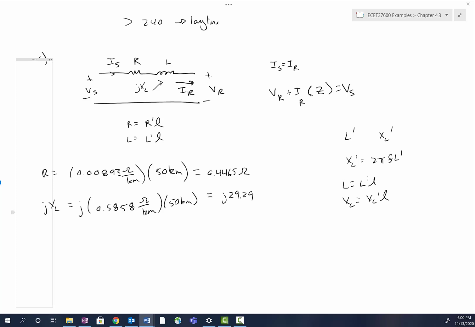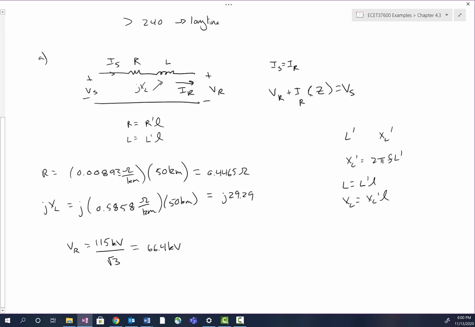So if I want to use this model that I'm showing right here, I need to know the receiving end voltage, V sub R, right here. It was specified in the problem statement that this was a 115 kV line. That's on a line-to-line basis. So I need to divide that 115 kV by root 3 to get on a line-to-neutral basis. And so that's going to give me 66.4 kV.